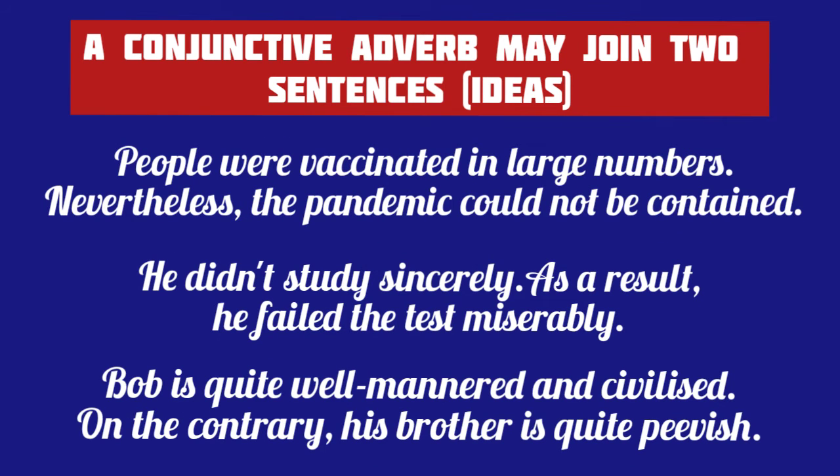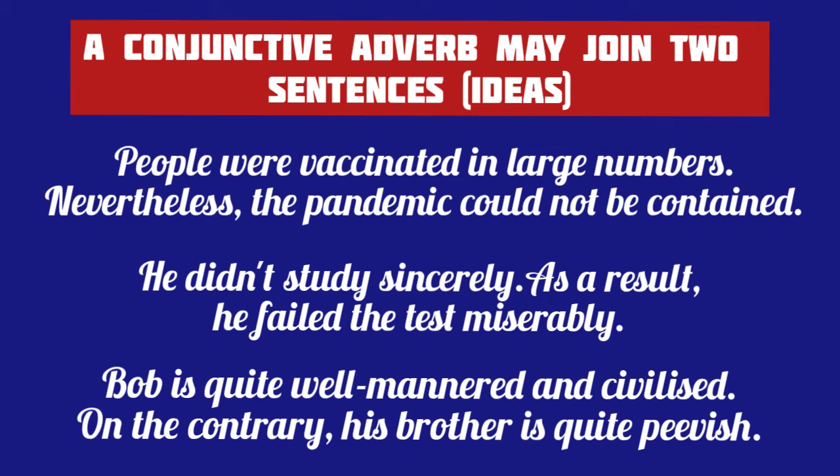As I said earlier, a conjunctive adverb may also join two sentences when it connects two ideas. For example, people were vaccinated in large numbers. Nevertheless, the pandemic could not be contained. Here, nevertheless is a conjunctive adverb occurring at the beginning of the second sentence and set off with a comma showing the relationship of contrast between the two sentences.